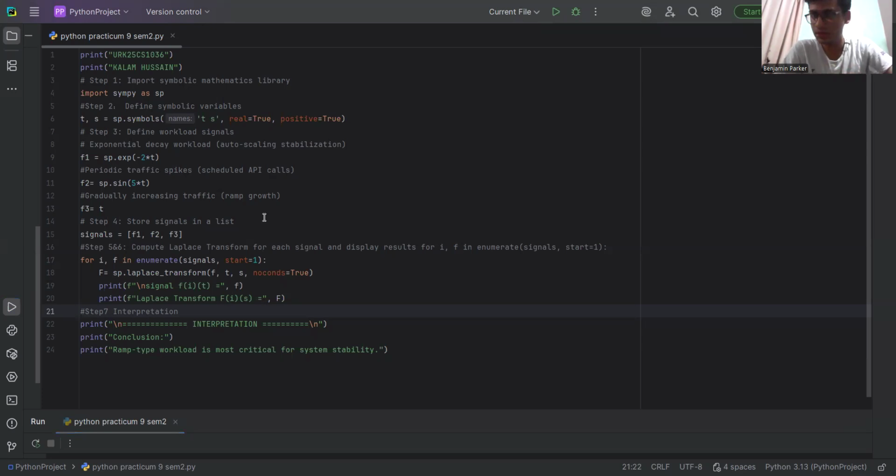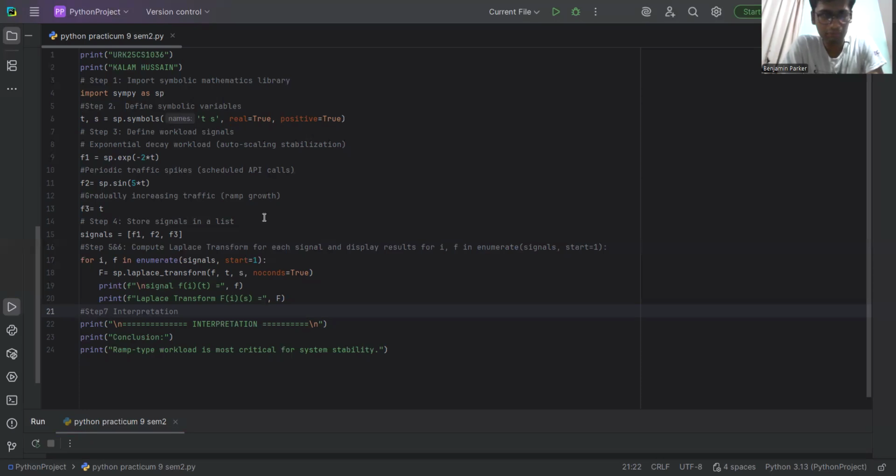This topic is about the Laplace transform, and we shall go through the steps. The first step is to import the symbolic mathematical library, which is SymPy. The second step is defining symbolic variables: t, s = sp.symbols('t s', real=True, positive=True). On to step 3, which is defining workload signals: exponential decay workload, auto scaling stabilization.